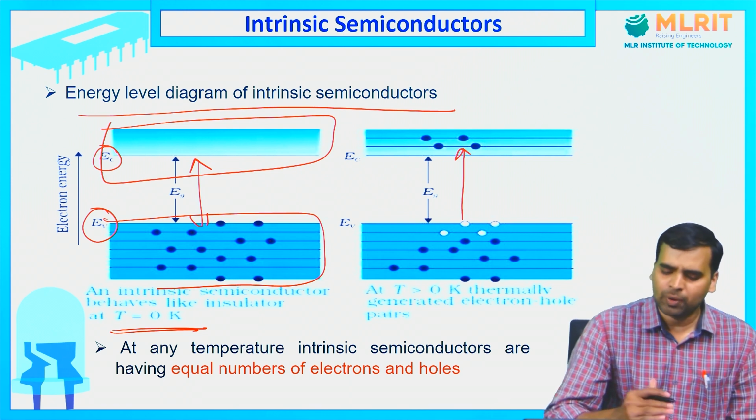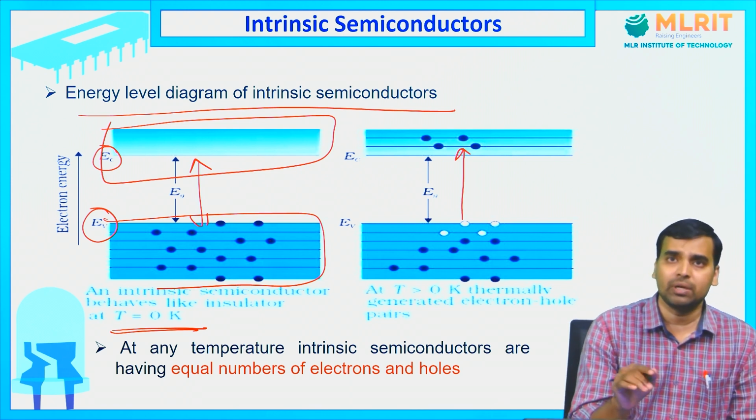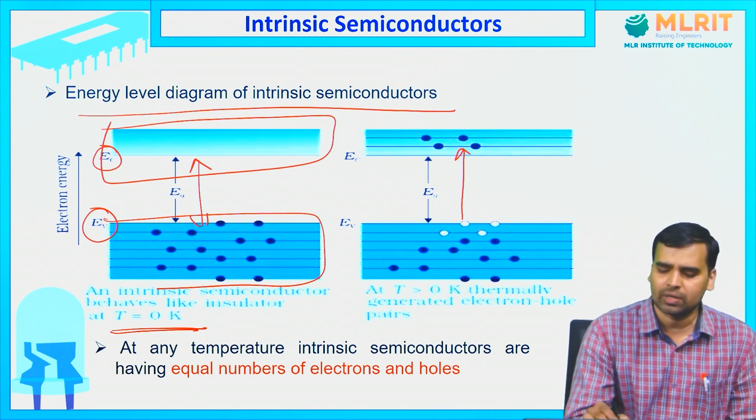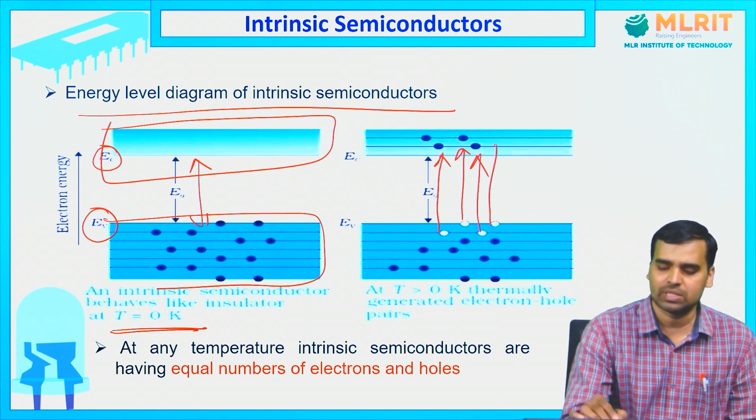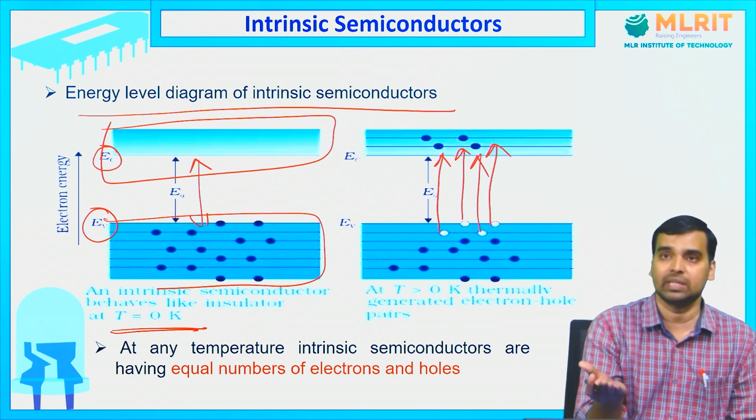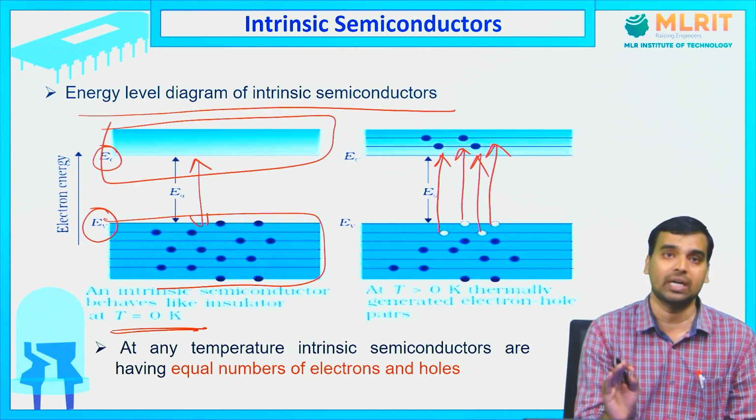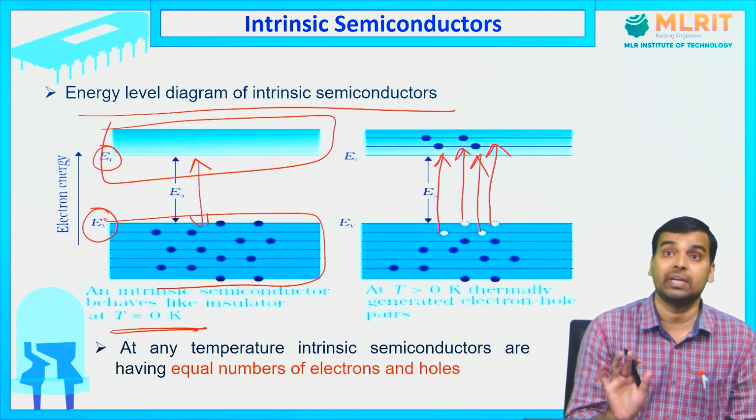So when we keep increasing temperature, due to the breaking of covalent bonds, more electrons are going to be excited. Whenever more electrons are excited, electrical conductivity also increases. So with increasing temperature, conductivity of intrinsic semiconductors increases.